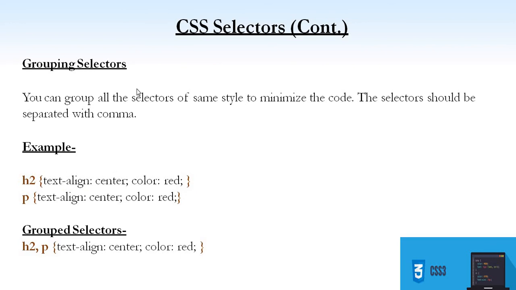Next is grouping selectors, means if you want to assign the same values or the same formatting to multiple tags, then use a grouping selector like this. Here is a single selector, but here is the group selector like H2 and P. You are using text align center and color red.